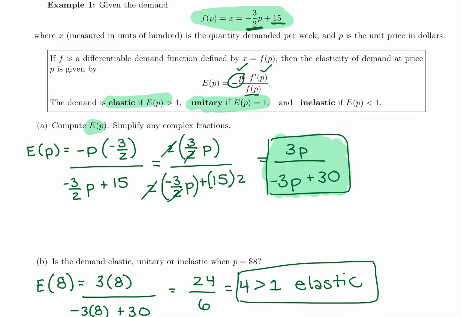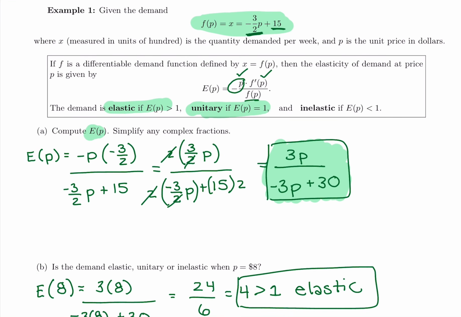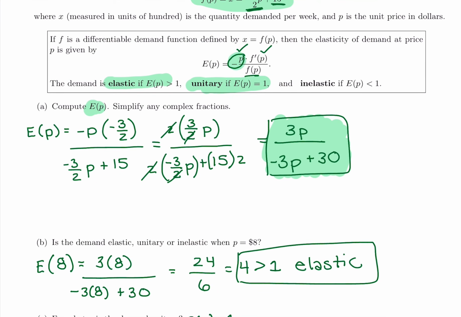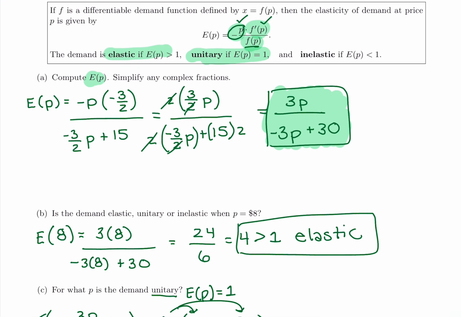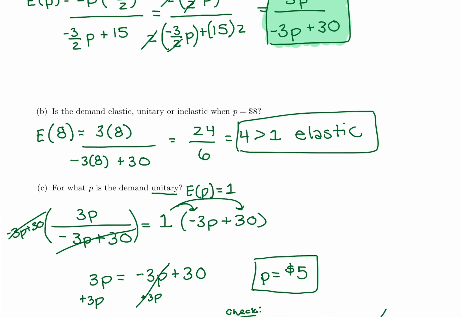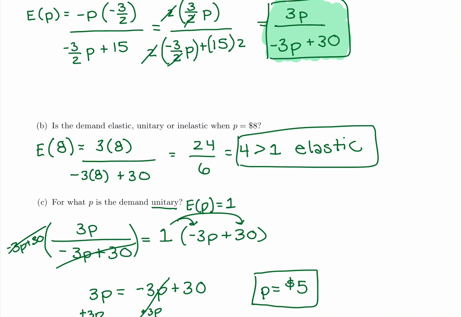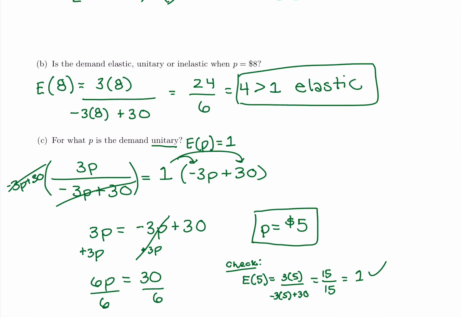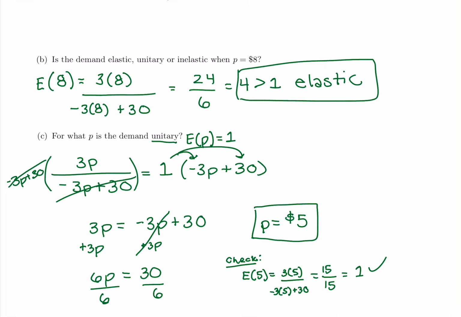So there's elasticity of demand. We use the derivative, not a bad derivative to take. There wasn't a product, quotient, or chain or anything. So we do negative P times our derivative all over the original function, and then we can use it to plug in to see what types of demand we have for certain price points, or if we want to get to that specific unitary price point where the demand is proportional to our price increases or decreases, we can figure out what would make the demand unitary by setting E of P equal to 1.